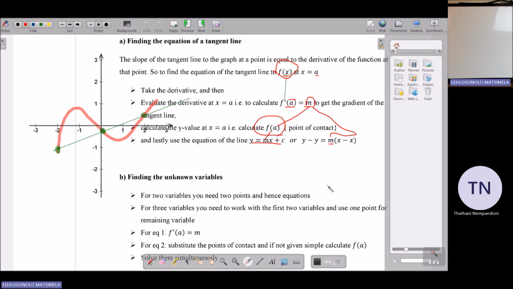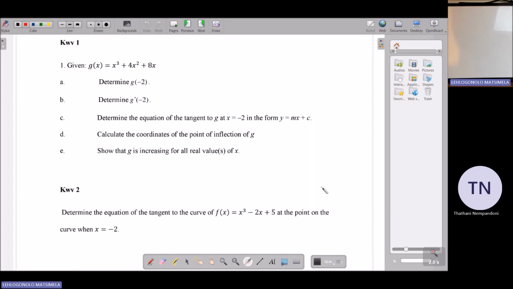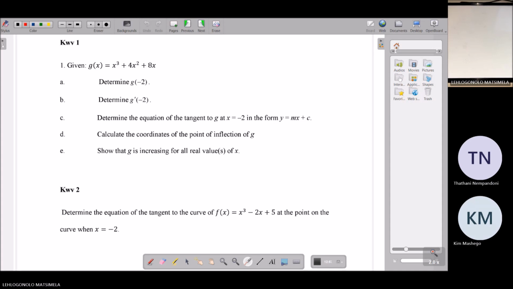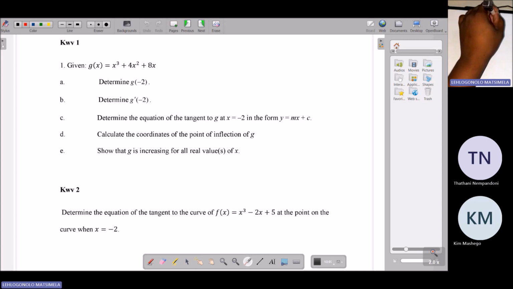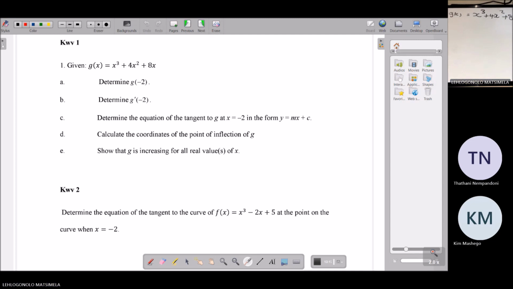Okay, let's proceed then. The second part, we do the example. We are having example number 1 there. They say that given g(x), if you still remember this g(x), it is given in the form of x to the power of 3 plus 4x to the power of 2 plus 8x. The first question, they say determine g(-2).